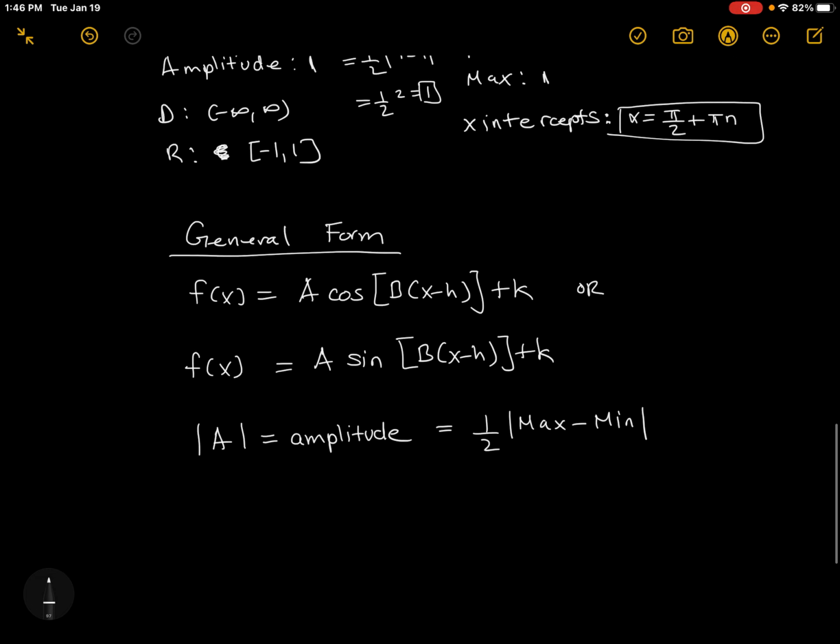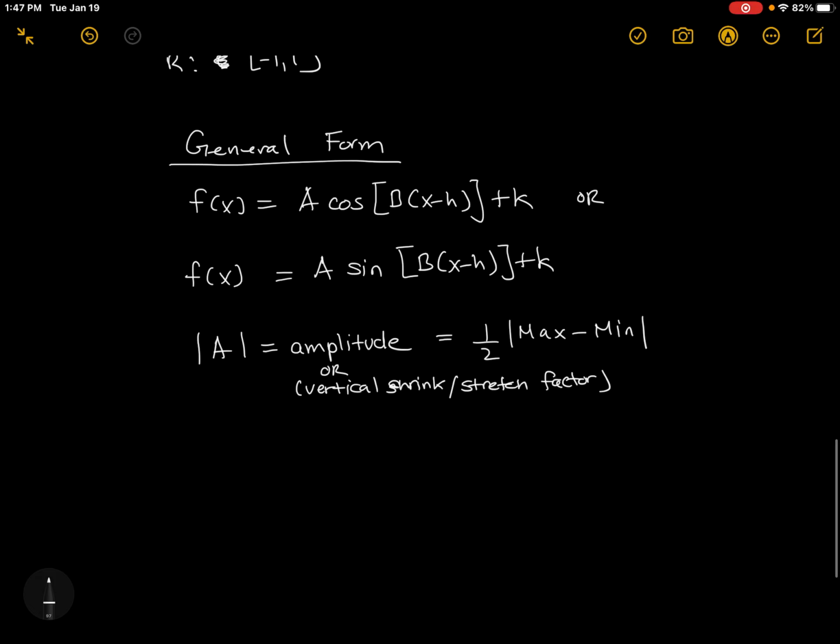Okay, so the A is the amplitude, also known as your vertical shrink and your stretch factor, okay? So you have to make that connection from transformations, except in the context of sine and cosine graphs, they call it an amplitude instead of vertical shrink or stretch factor, okay? All right, now, your B, right, is your horizontal shrink or stretch factor, okay?